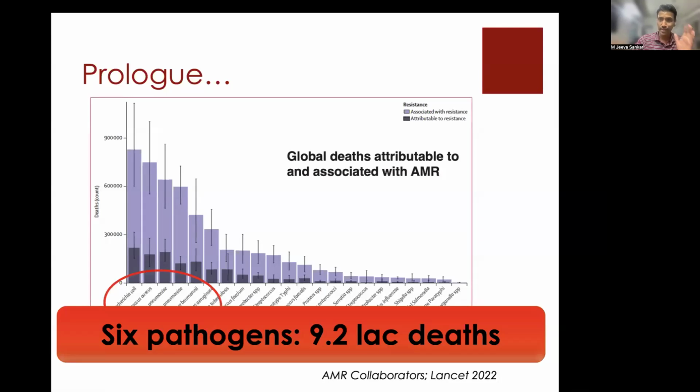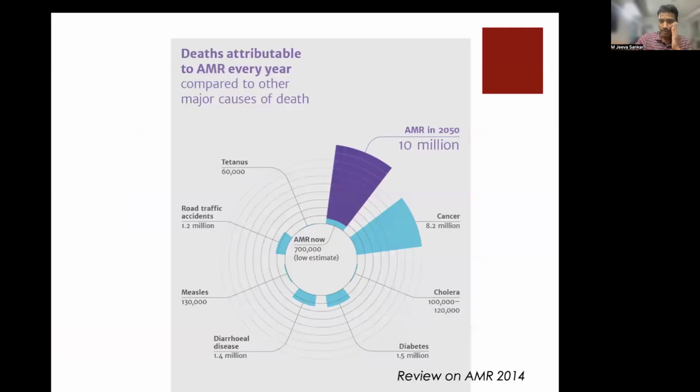These six organisms contribute to 0.9 million, or 9.2 lakh, deaths globally. Six resistant organisms, just because of antimicrobial resistance, contribute to 9.2 lakh deaths. And that's the magnitude we're talking about. And this is quite old now.